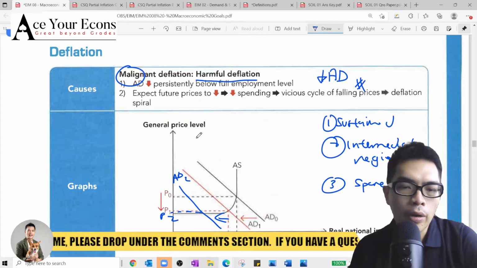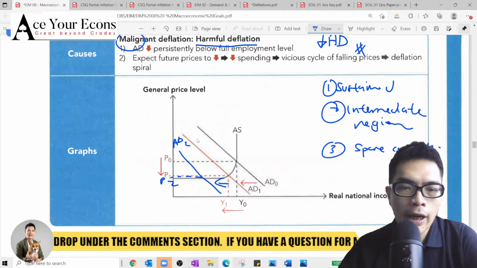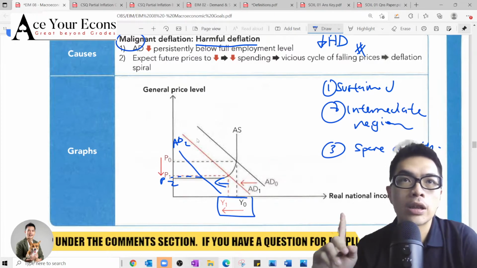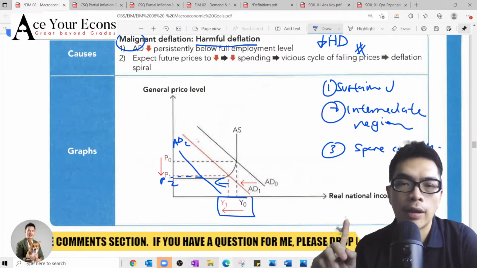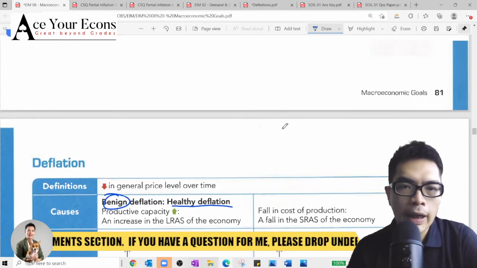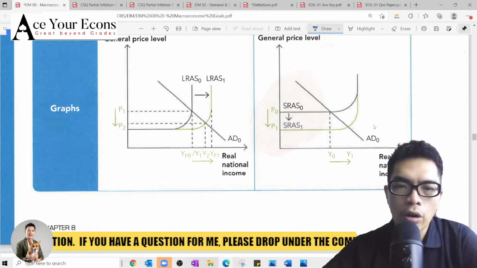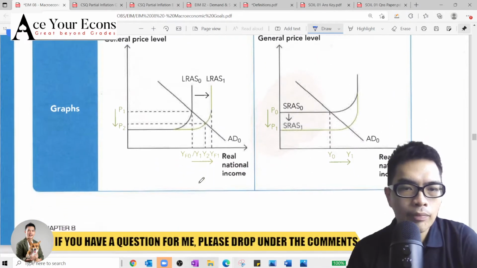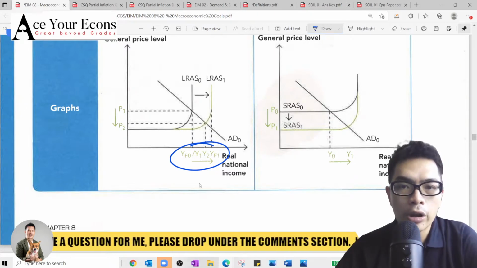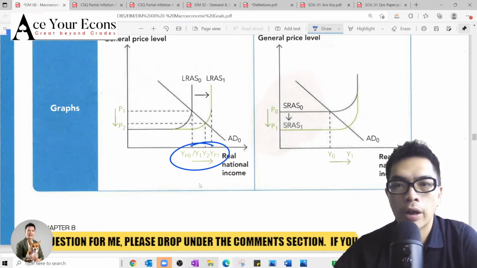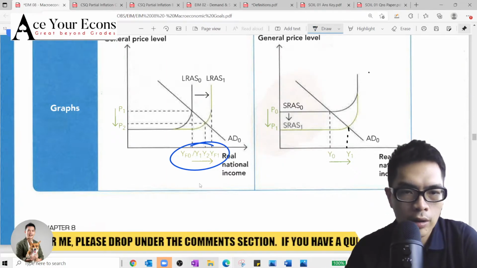But more importantly, you want to observe why it is harmful. It is exceptionally harmful because there is a simultaneous fall in your RNY. So this is the differentiating point. When we move on to benign deflation, or harmless or healthy deflation, you realize that your real national income will increase as a result of a downward shift or a rightward shift in your SRAS. I'm so sorry, they missed out the dotted line here, please draw the dotted line.